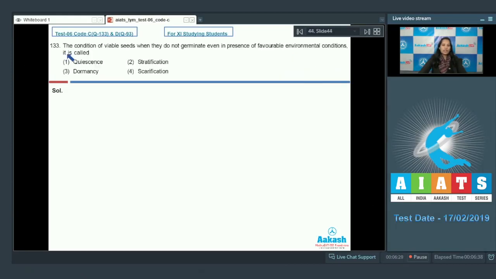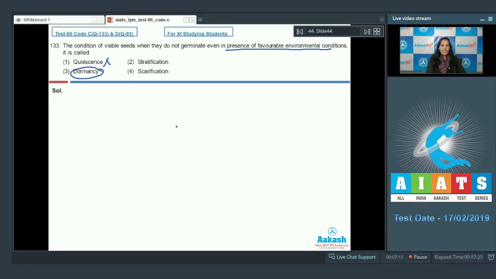Question number 133. The condition of viable seeds when they do not germinate even in presence of favorable environmental conditions is called: first option, quiescence; second, stratification; third, dormancy; fourth, scarification. So what is this condition? When you give the favorable conditions, even then the seed is unable to germinate. It is called the dormancy of the seed, or the seed is said to be dormant. But when the seed is unable to germinate due to absence of environmental conditions, it is called quiescence. So this option is ruled out.